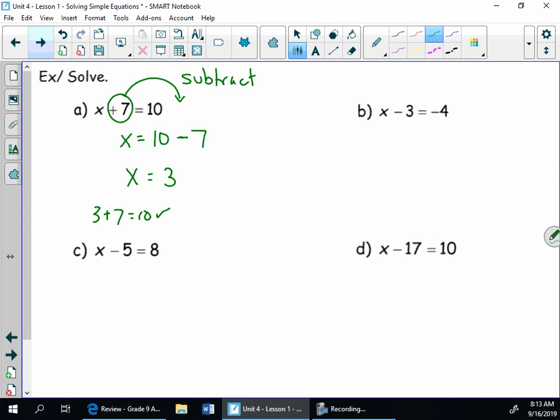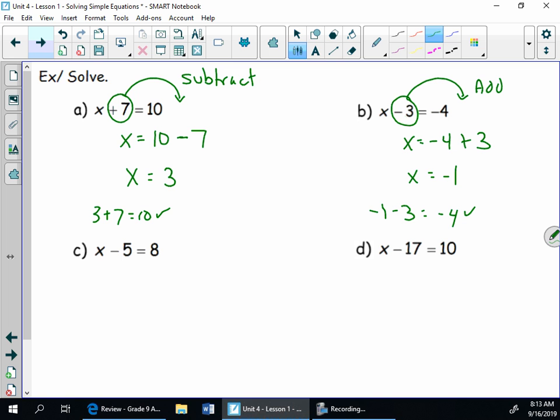If we look at b, I got x subtract 3. I don't want to subtract 3. I want to bring to the other side and add 3. So I get x by itself equals negative 4. Hasn't changed. At the end, we put the add 3. What's negative 4 plus 3? That's negative 1. And again, we could check it if we wanted to. And negative 1 minus 3 is indeed negative 4.